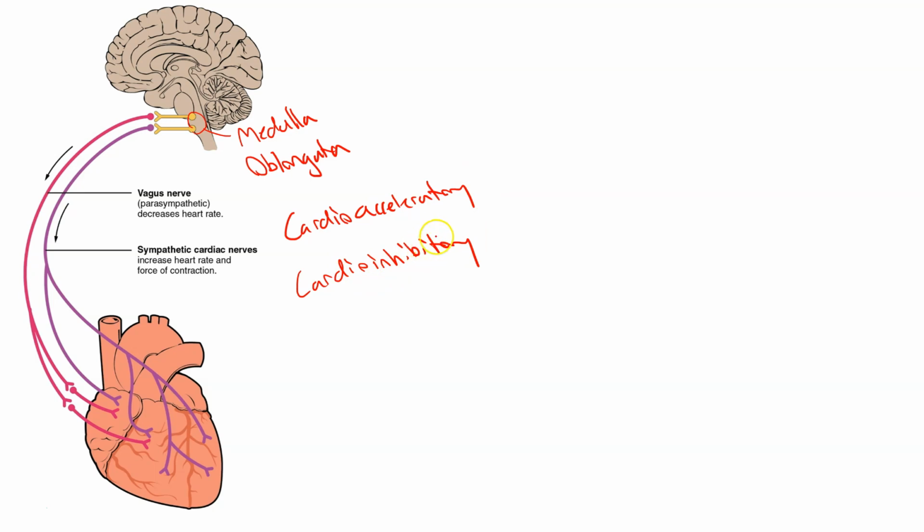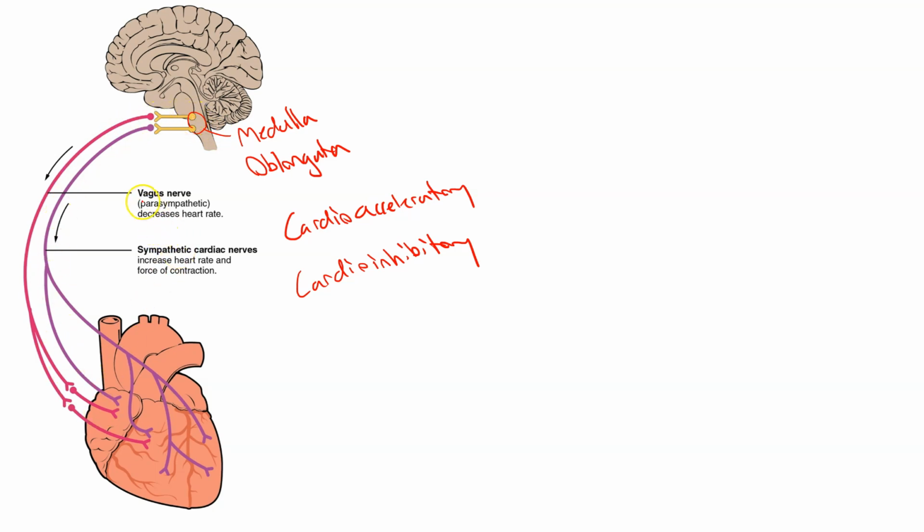Also, and this gets a little bit more complex, if you were to inhibit the cardioacceleratory center, that would help to lower the heart rate. Or if you were to inhibit the cardioinhibitory center, that would lead to an increase in heart rate. So a couple of different ways that can happen. But these centers are located in the medulla oblongata, and they're just places where nerves will leave the brain and travel down to the heart.